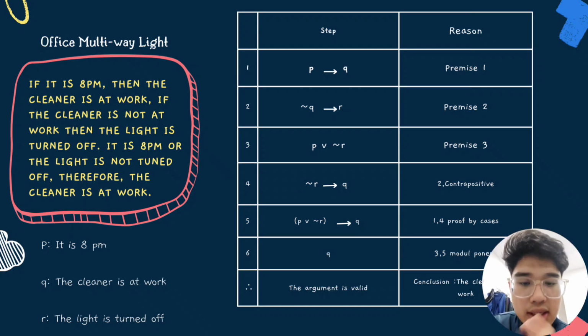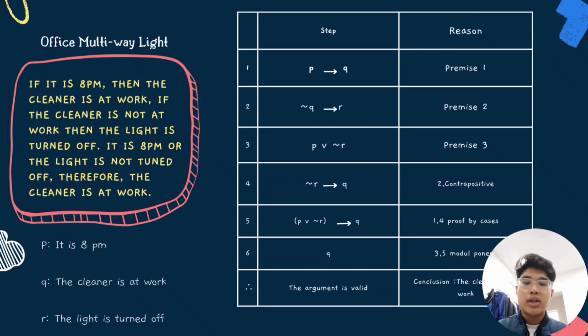Okay, in step 2, you can see right here in the second sentence, if the cleaner is not at work, then the light is turned off. You use it as not Q implies R. Okay, in step 3, you can see in the third sentence, it is 8 p.m., P, or the light is not turned off. The light is turned off is R, so the light is not turned off is not R.